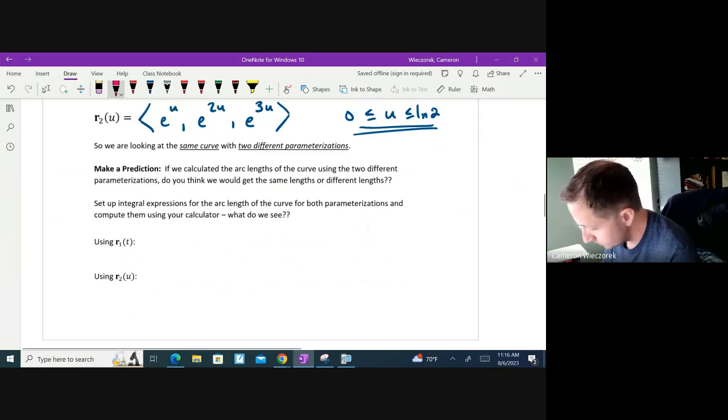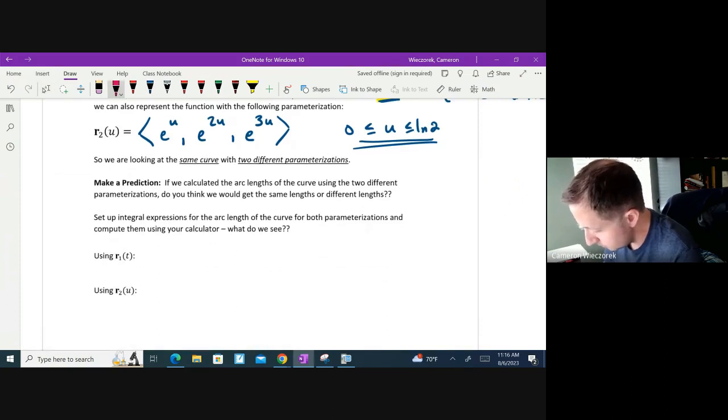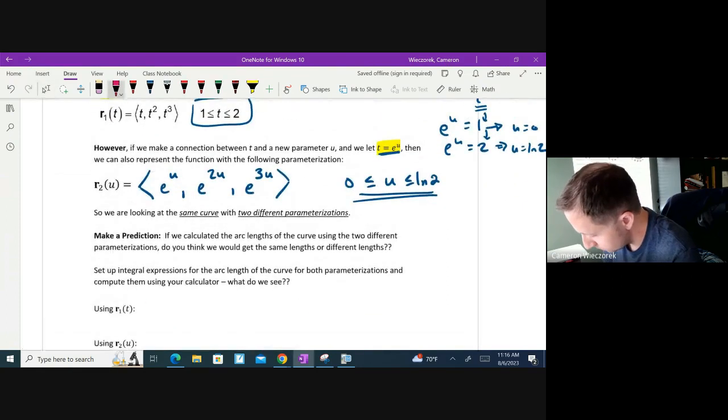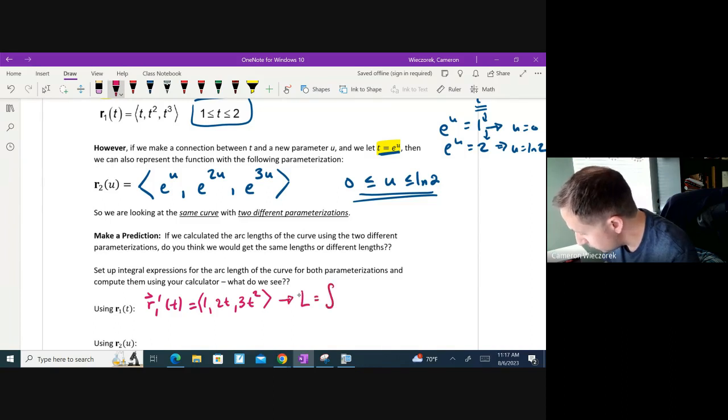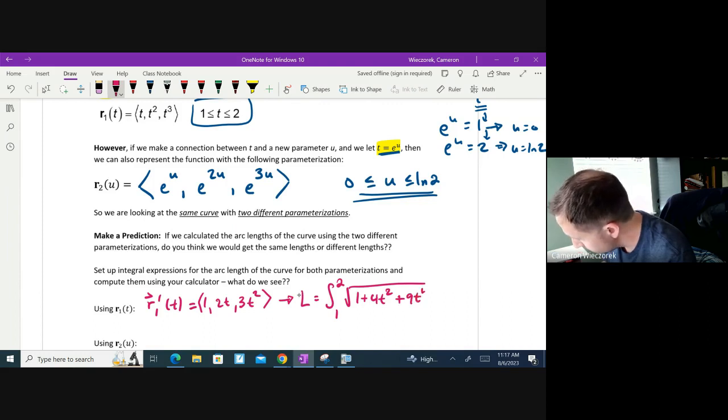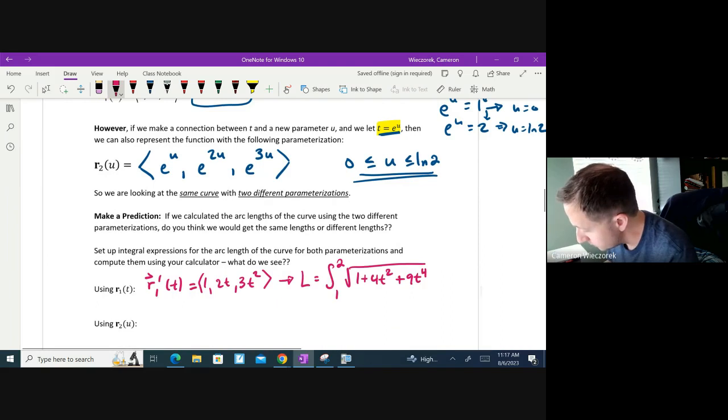Okay. Then I'm going to need the derivative vector, first of all. So R1 prime of t would be 1, 2t, 3t squared. And so then to find the arc length, I'm going to integrate. Our t values range from 1 to 2 for the first parameterization. Square root of the sums of squares of the components of R1 prime. So that'll be 1 plus 4t squared plus 9t to the fourth. Definitely, we're going to use a calculator for that one. That is not easy to integrate by hand.